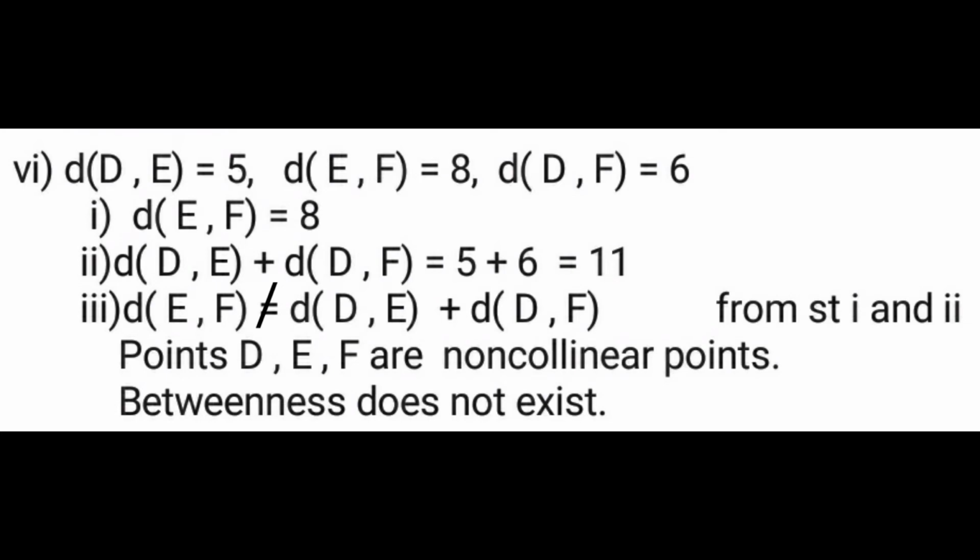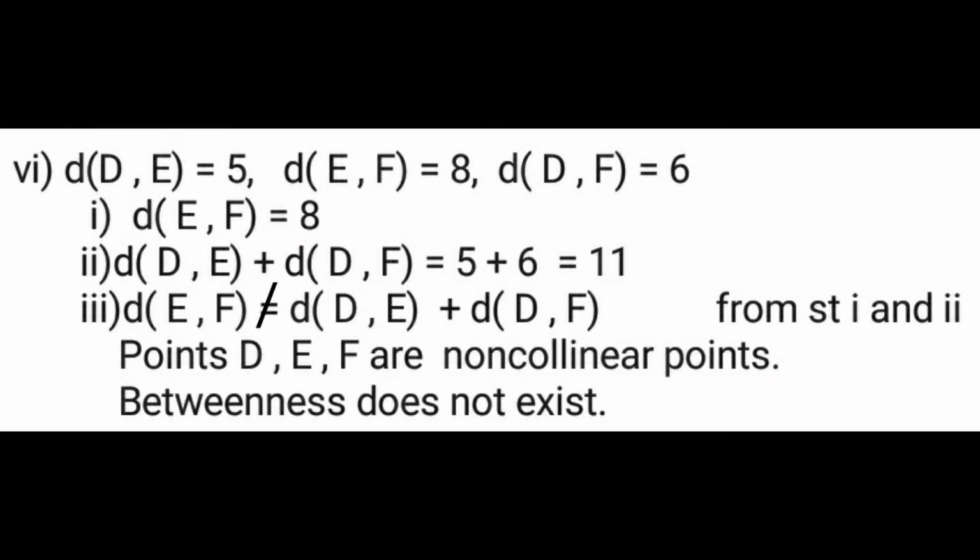Distance DE is 5, distance EF is 8, and distance DF is given 6. So which one is the largest distance? Distance EF, which is 8 units. Sum of remaining two distances, that is distance DE plus distance DF, 5 plus 6, 11. 8 is not equal to 11.